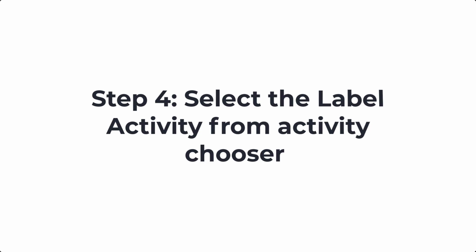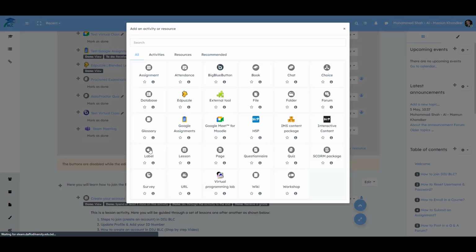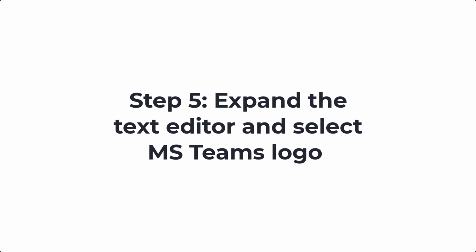Step 4. From the Activity Chooser, select the label Activity. Step 5. Expand the text editor by clicking the down arrow and select MS Teams button at the bottom right side of the menu.